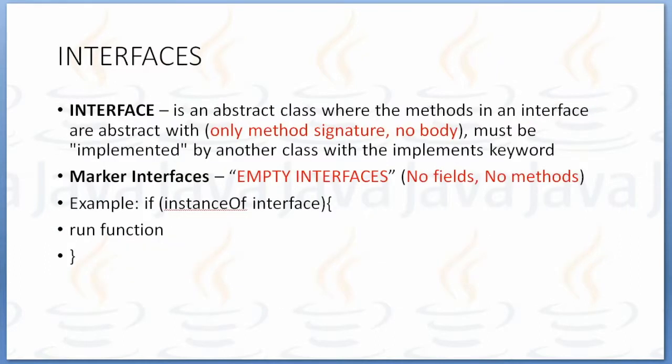Interfaces. An interface is an abstract class where the methods in an interface are abstract with only a method signature, no body, and must be implemented by another class with the implements keyword. Marker interfaces are empty interfaces, no fields, no methods. An example would be you would use an if statement and say instance of this interface. If it's an instance of this interface, then you run this function. So that's a reason why you would use an empty interface, to help you sort through what classes implement this interface.